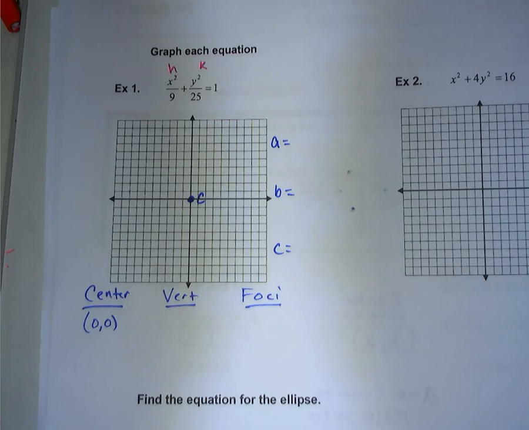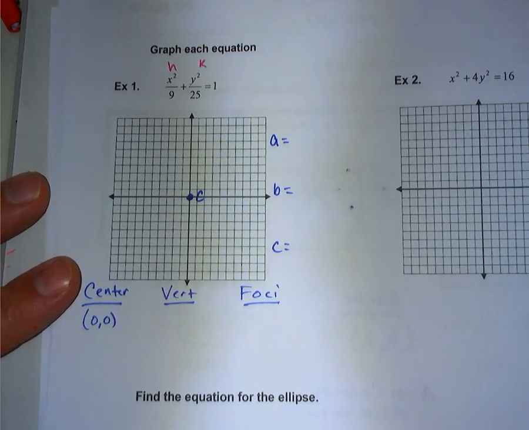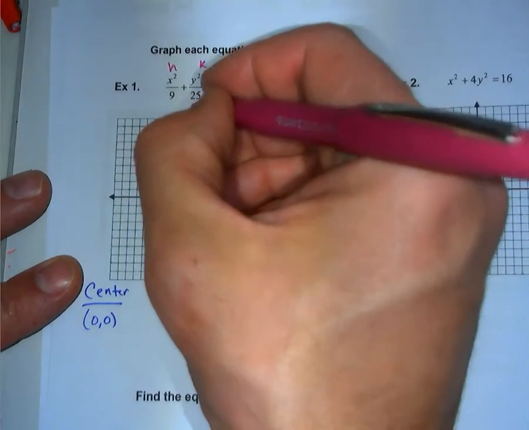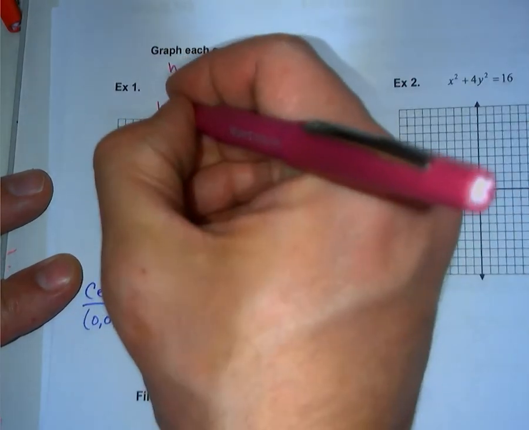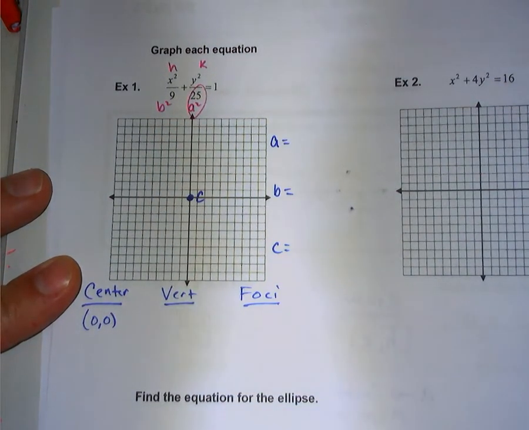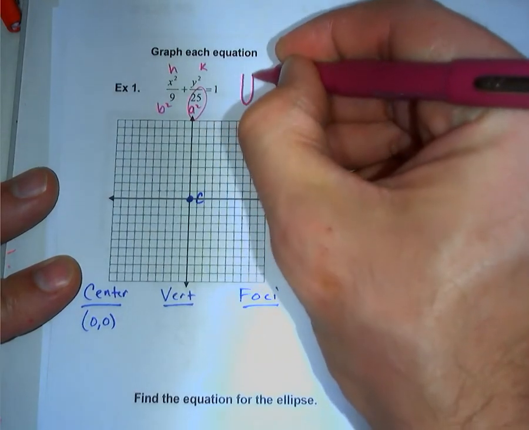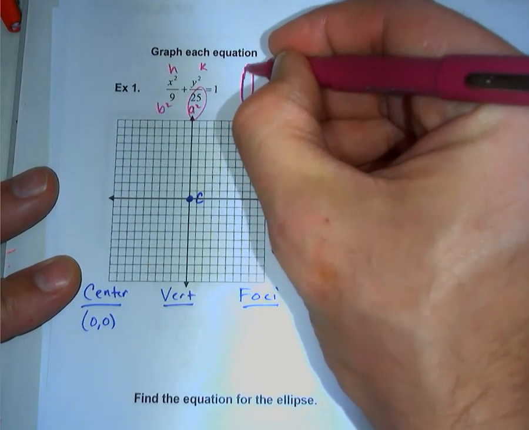Guys okay with that? The next thing I want to do is identify my A value, and that will tell me which way this thing is stretched. Remember, A is the big guy, right? So which one's A? Ryan, which one's A? What's the big one? 25. There we go. So this is A squared, and this guy's B squared. So because the big number is underneath the Y, I know this thing is stretched up and down.